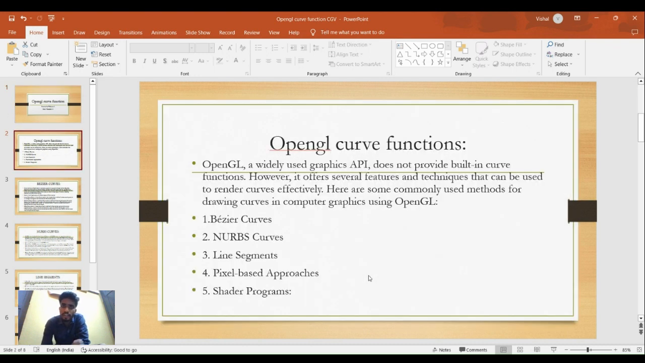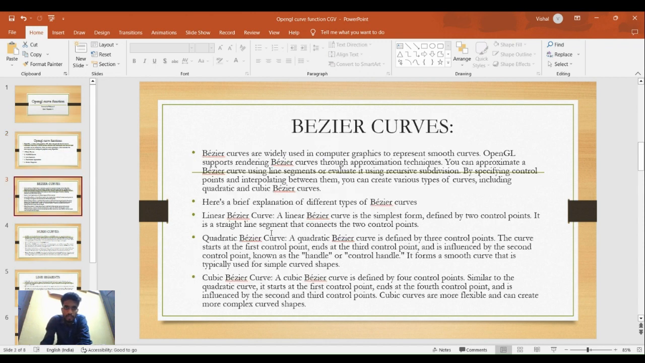OpenGL curve functions. OpenGL, a widely used graphics API, does not provide built-in curve functions. However, it offers several features and techniques that can be used to render curves effectively. Here are some commonly used methods for drawing curves in computer graphics using OpenGL: Bezier curves, NURBS curves, line segments, pixel-based approaches, and shader programs. Let us see each one in detail.